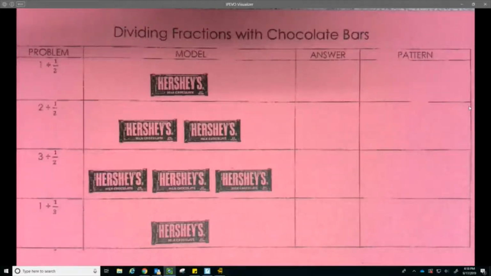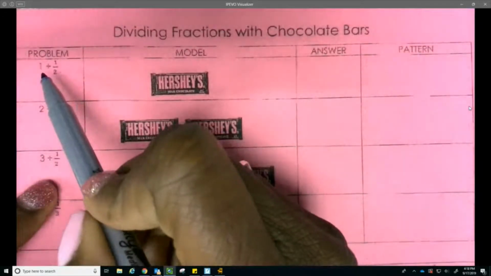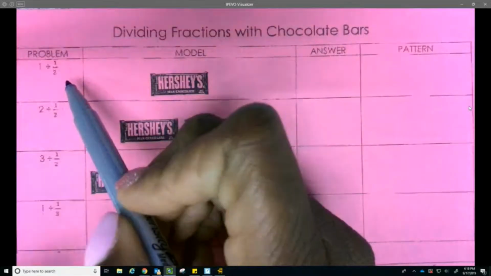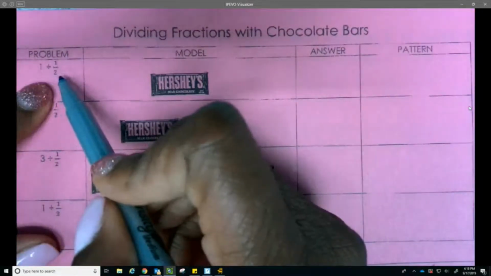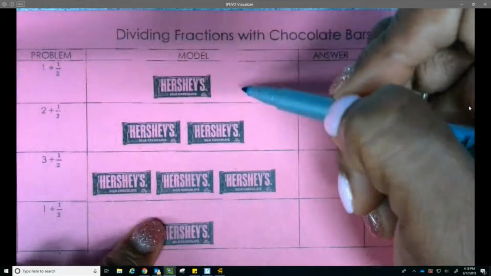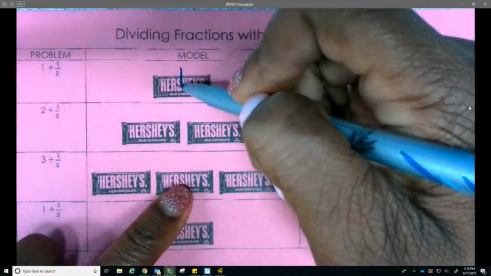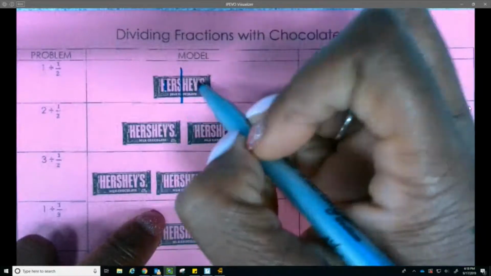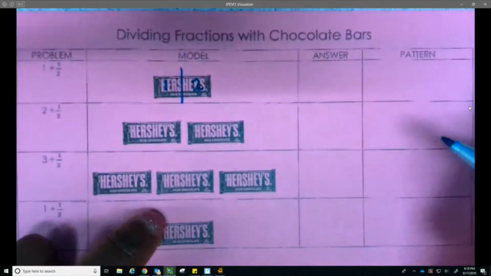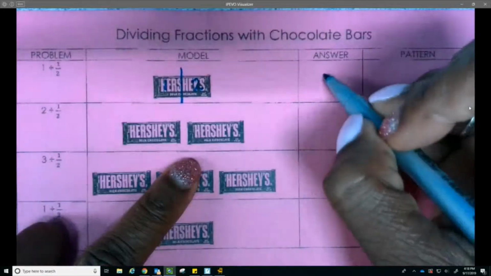Okay, dividing fractions with chocolate bars. Problem 1: 1 divided by 1/2 is the problem. You know that this is a whole number and then this is a fraction. I need to look at this Hershey bar and I have to divide it into halves. So I take a marker or pencil, I divide that into a half. I get 1/2 and then I got 2 halves. So 1 divided by 1/2 equals 2.